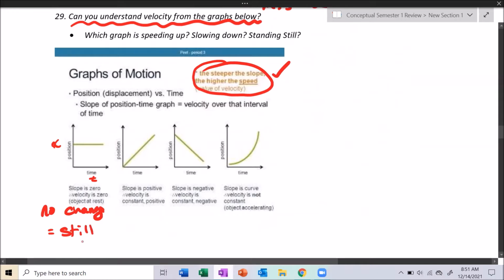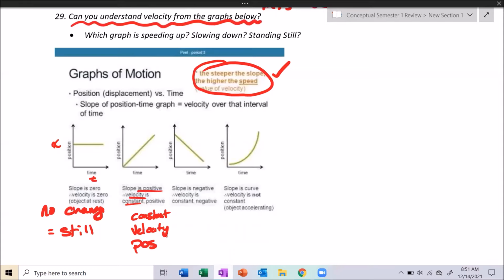In the second one, you have a very constant slope, and it's positive. It's going upward. So that means your position is moving away from the origin, but at a steady rate. So at a steady rate of change, that's constant velocity. The next one is going in a negative direction, but also at a constant rate. You'll see it's linear, just like the one before it.